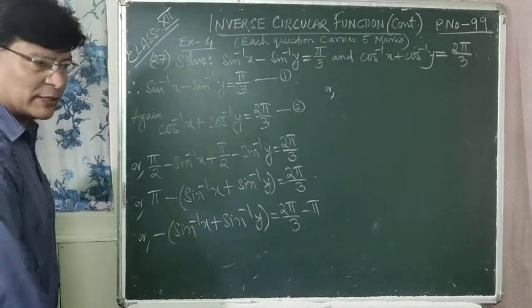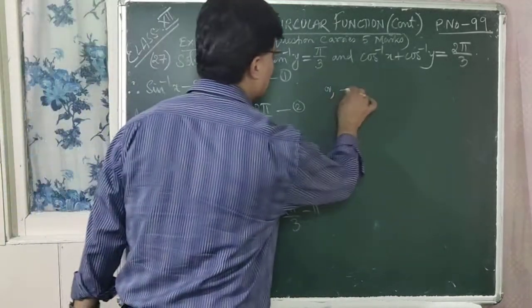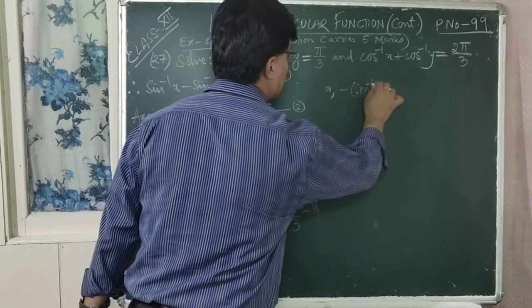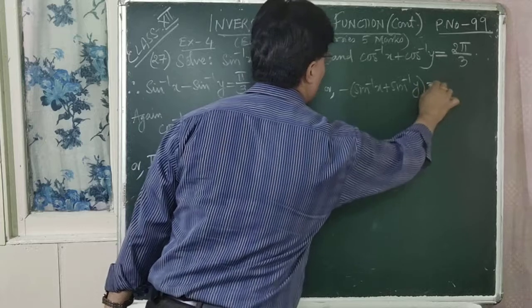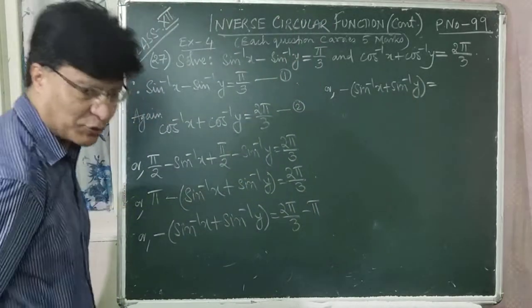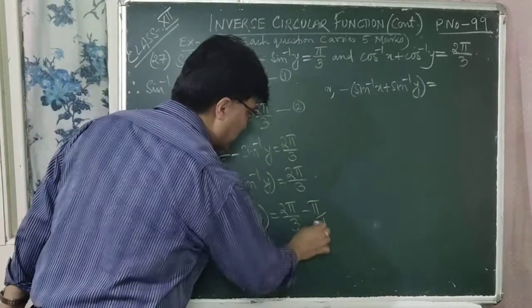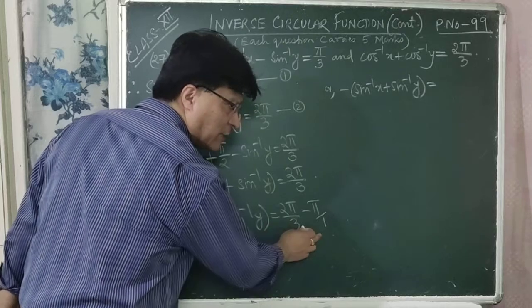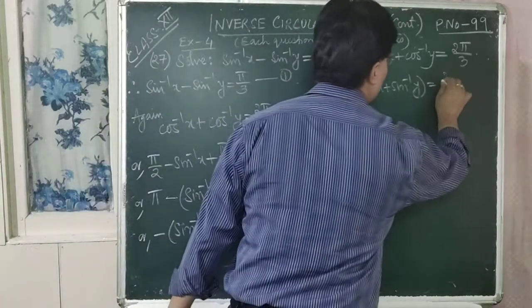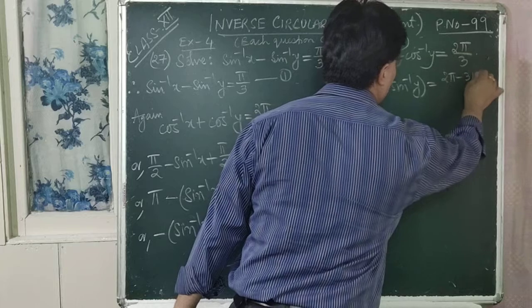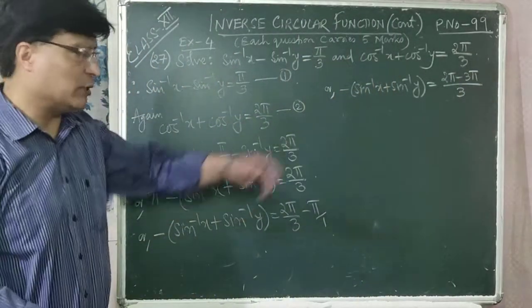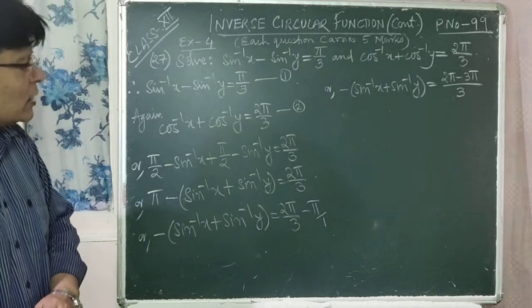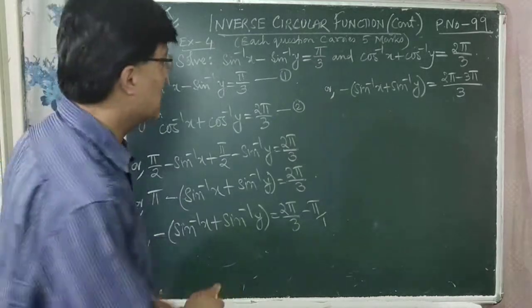So the left-hand side remains the same, that is minus within bracket sine inverse x plus sine inverse y, which is equal to, what's the LCM here? 3, isn't it? So below pi there is 1. So the LCM is 3. So you will get 2 pi minus 3 pi divided by 3. 3 ones are 3. 3 is the LCM. So the numerator will be 2 pi minus 3 pi, right?